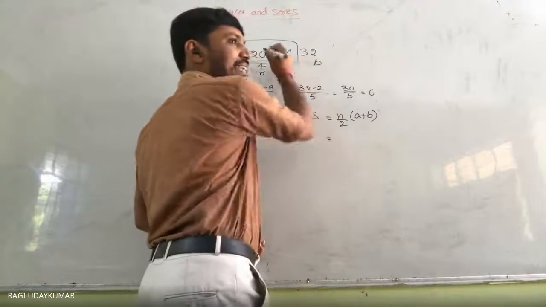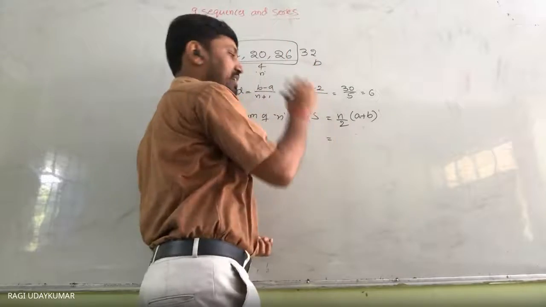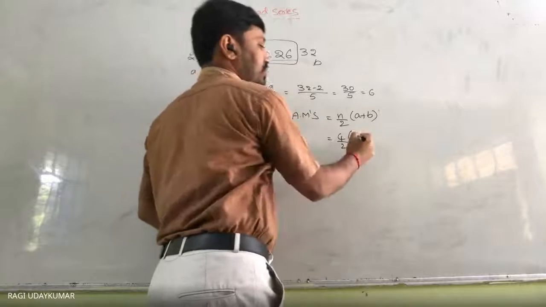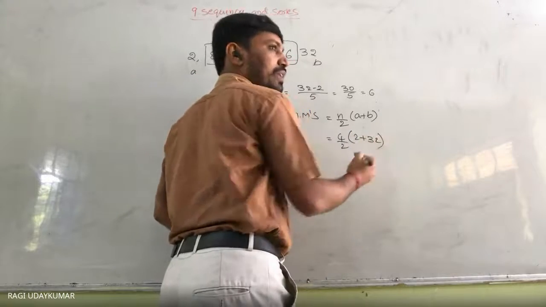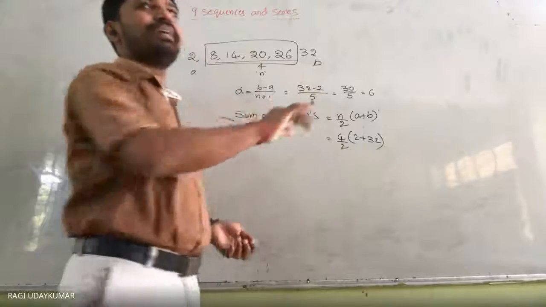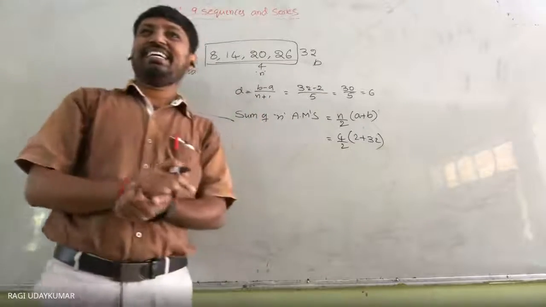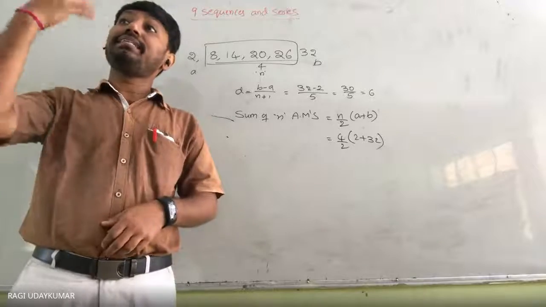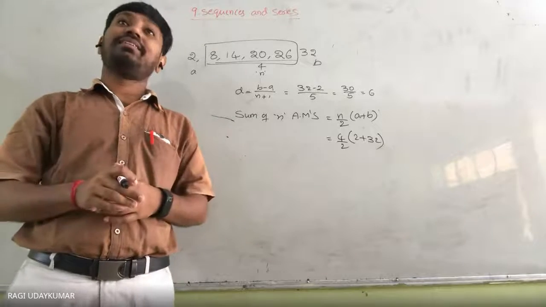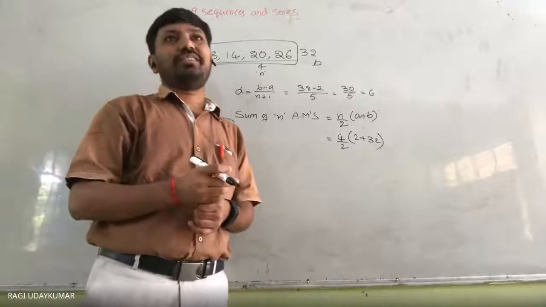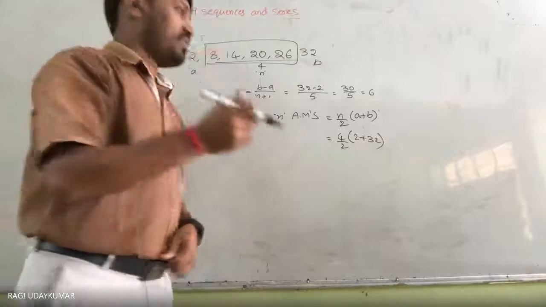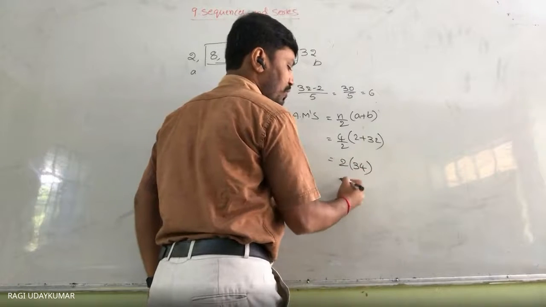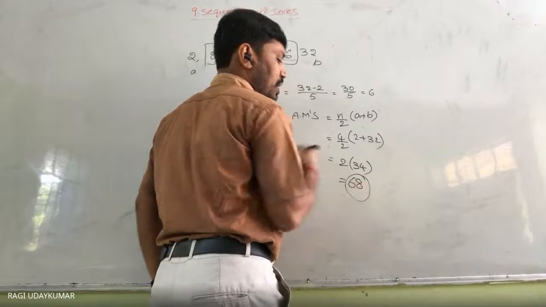Look, what is n, how many did we insert? We inserted 4. So 4 by 2 of 2 plus 32. You can find the sum even without finding the numbers. Suppose the question is asking you to find the sum without finding the numbers we are inserting; you can find their sum. So what do you get here? It equals 2 into 34, which equals 68.